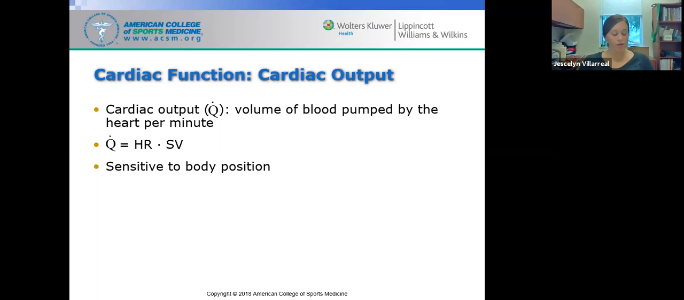Cardiac output, another cardiac function, is defined as the volume of blood pumped by the heart per minute. So the formula is heart rate times stroke volume, and it's sensitive to body position. If you're in the supine or prone position, stroke volume increases. Typically the cardiac output for adults is 4 to 5 liters per minute. And it would be higher in an aerobically fit person.